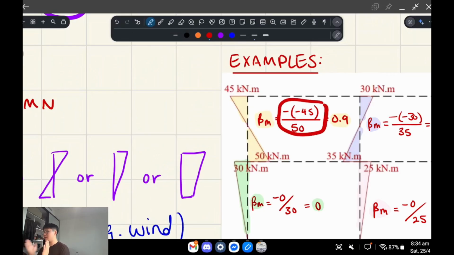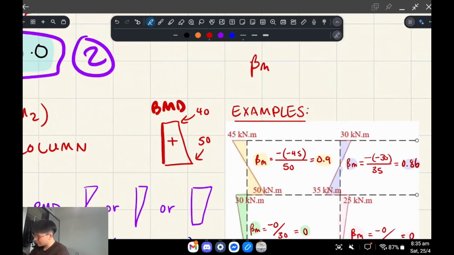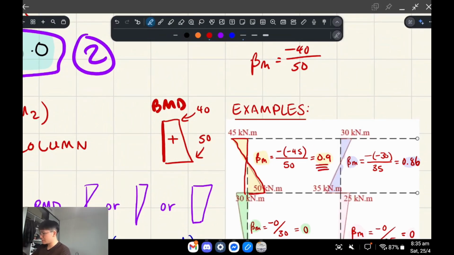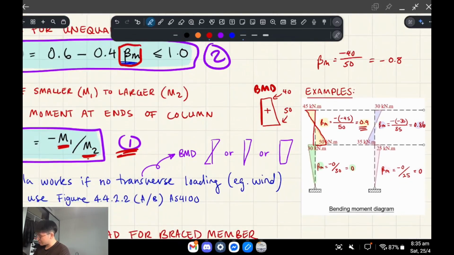But you have to remember that the bending moments are actually of opposite signs. If they're the same sign, for example, your bending moment looks like that, let's say that's 40, and that's 50, then beta m is negative 40 on 50, for example. But since we have opposite signs, so we've got 45 going into 50, we have to go negative negative. Since they're different signs, the beta m value ends up as positive, whereas this one would have been negative. So I've just got some examples for you.